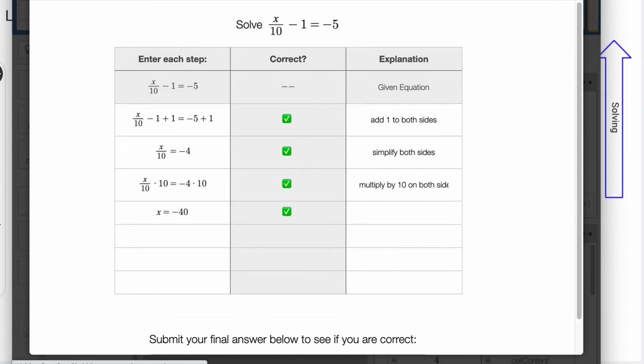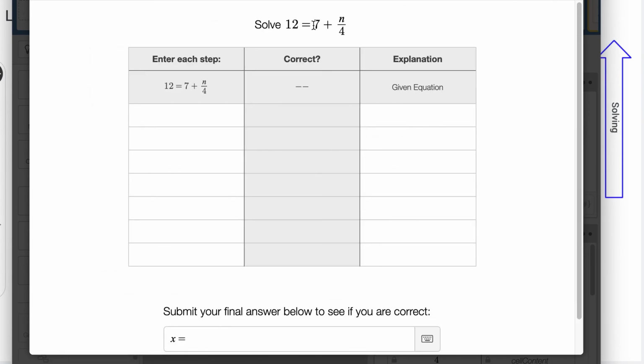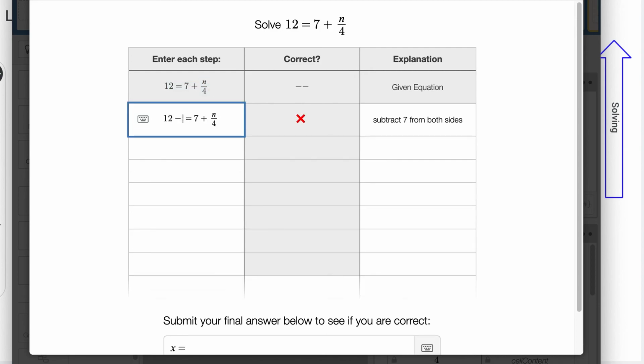Last one. 12 equals 7 plus n divided by 4. First thing I have to do is get rid of numbers that are added or subtracted to n, which is this plus 7 over here. It's a positive 7, so I'm going to need to subtract 7 from both sides. Copy my equation, paste it in, minus 7 on the left, minus 7 on the right.